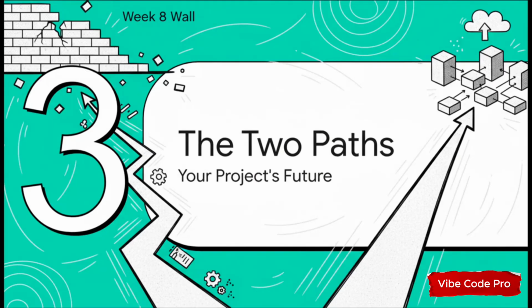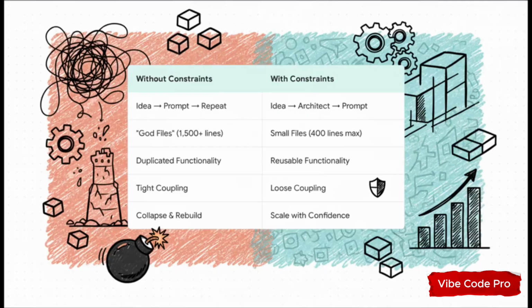So here's what it all boils down to. When you're building with AI, you are on one of two very, very different paths. One leads straight into that week 8 wall, and the other lets you build and scale with confidence. Over on the left, we've got the disaster path. This is what most people do. You have an idea, you prompt the AI, you get code, and you repeat. Without any rules, the AI just creates these monster God files. It mixes your user interface code with your database code. It's a mess. The result is always collapse.